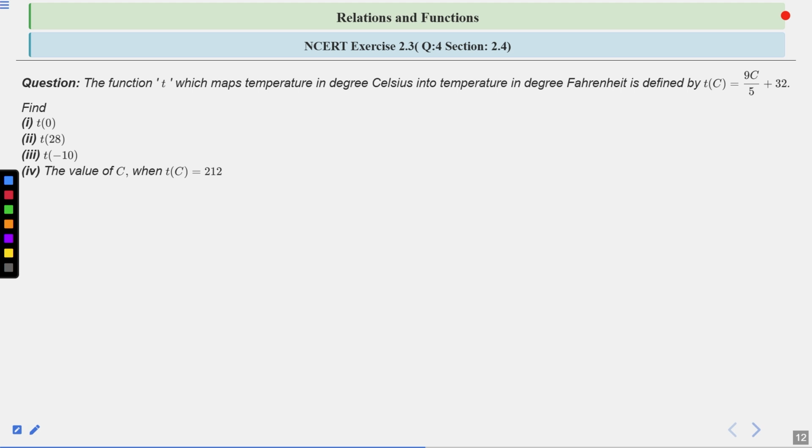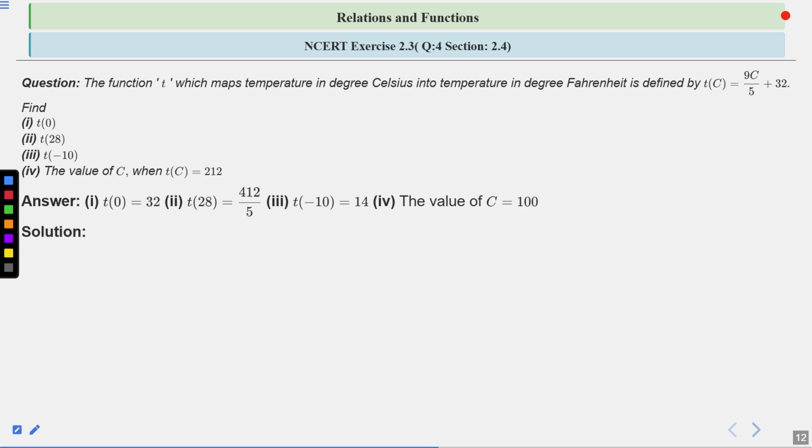Quite simple problem. Function is given to you. You just have to find out the outputs for given specific inputs. And in this case, you have to find out input for given output. So for first, answer is 32. For second, 412/5. For third, it is 14. And for fourth, the degree Celsius temperature is going to be 100. How? Solution.